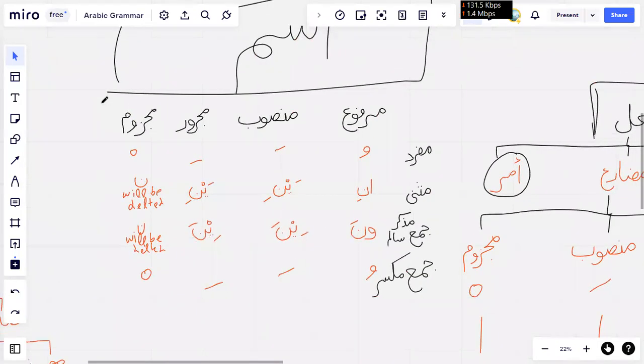Kasra or kasratain. Kasra in mufrad. Fatha ya sukun noon kasra in musanna. Kasra ya sukun noon fatha in jama muzakkar salim. And kasra in jama mukassar. So this is majrur. If I ask you what is majrur of mufrad, you will say kasra at the end. If I say what is the majrur of musanna, you will say fatha ya sukun noon kasra at the end. If I say what is the majrur of jama muzakkar salim, you will say kasra ya sukun noon fatha at the end. And if I say what is the majrur of jama mukassar, you will say kasra at the end. Okay. There are some other things, but we did not mention them, and that is enough for the time being.